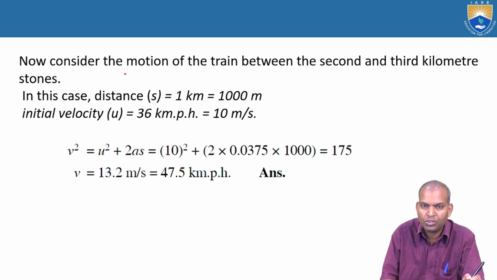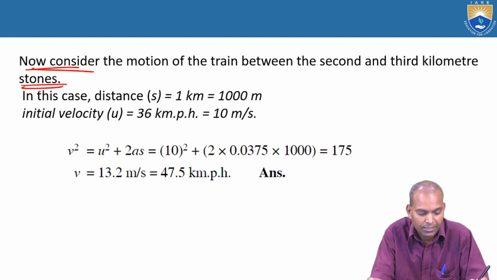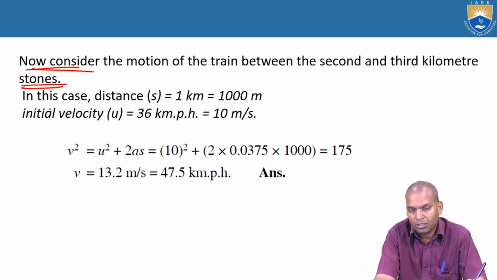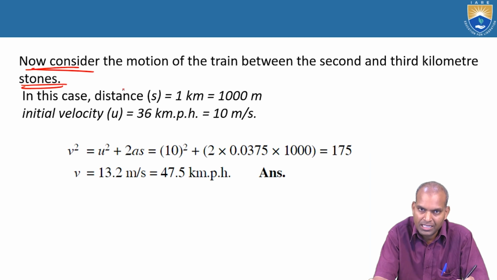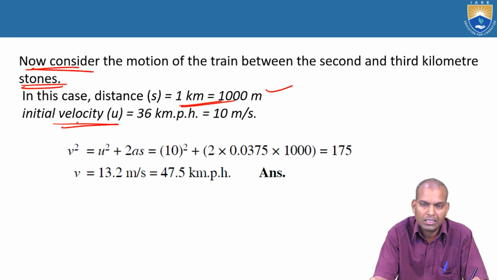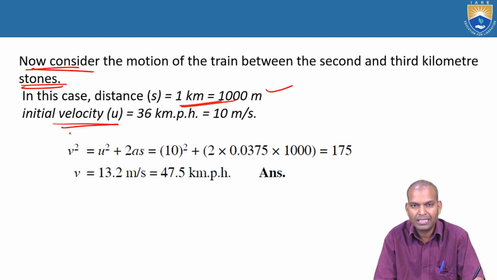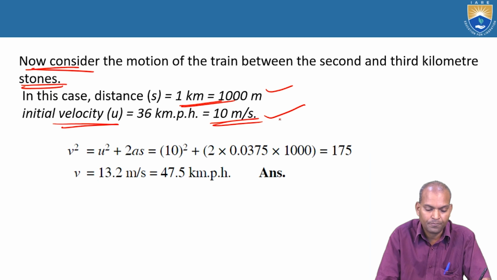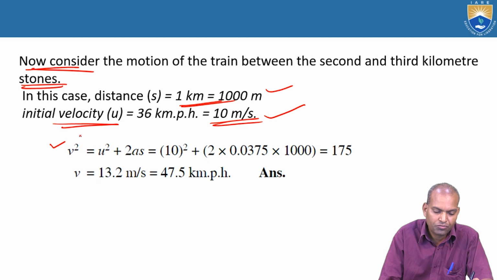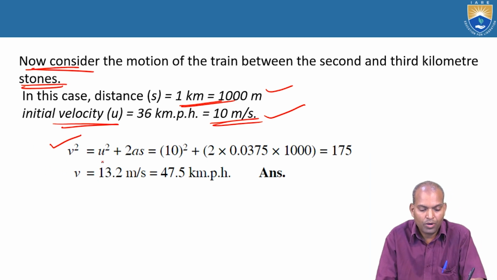Now we consider the motion of the train between the second and third kilometer stones. What is the final velocity we need? The velocity with which it passes the third kilometer stone. In this case, the distance s is again 1 kilometer, that is 1000 meters. Initial velocity u equal to 36 kmph converted into meter per second, that is 10 meter per second. The expression is v square equal to u square plus 2as, where v is the final velocity and u is the initial velocity.